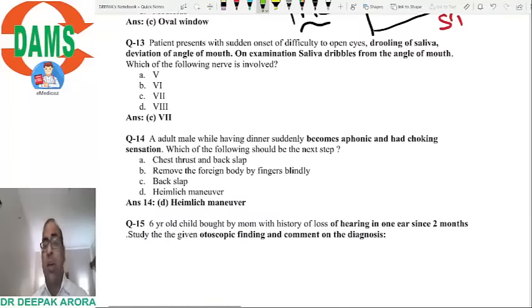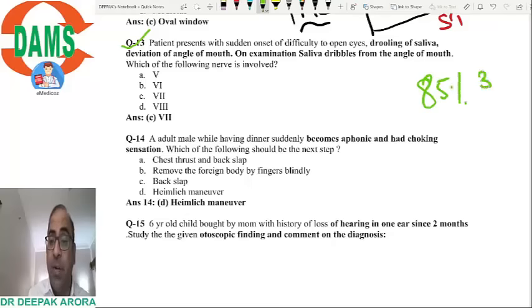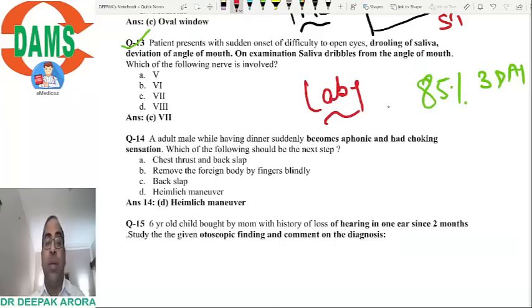Question number 13 is one of the easiest MCQs. Typical presentation of facial nerve palsy. Patient with sudden onset of inability to open mouth, drooling of saliva, deviation of the angle of mouth. So the typical history of Bell's palsy is given to you. The success rate of treatment of Bell's palsy is around 85% if you start the treatment within the first 3 days. What do we start? We start steroid with the antiviral, that is acyclovir. Which part of the facial nerve is commonly involved? It is the labyrinthine part. Done? Clear? So the answer in this question will be option C.